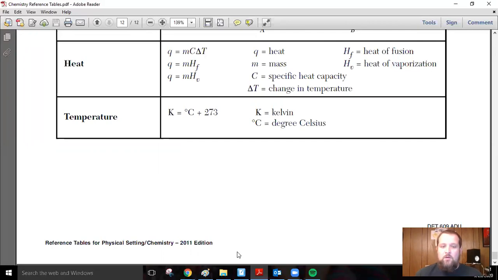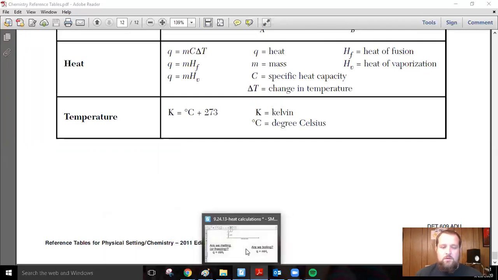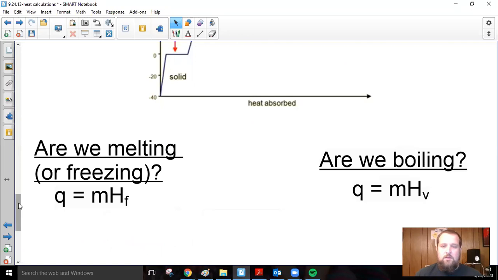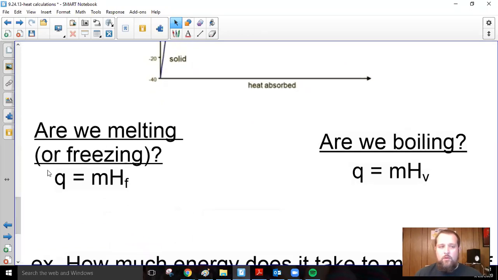So let's use these formulas to do a little bit of math. Are we melting? These are the clues you're looking for in the question. If you see a temperature change, use the formula from before. If you see melting or freezing, use this formula. If you see boiling or evaporating or condensation, use this formula.